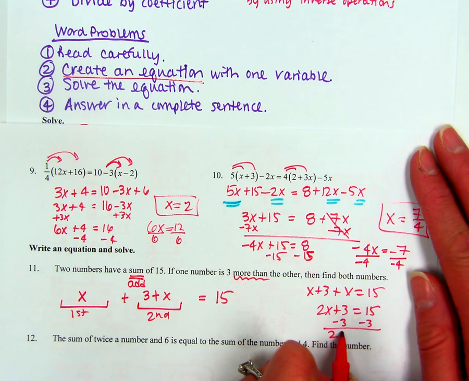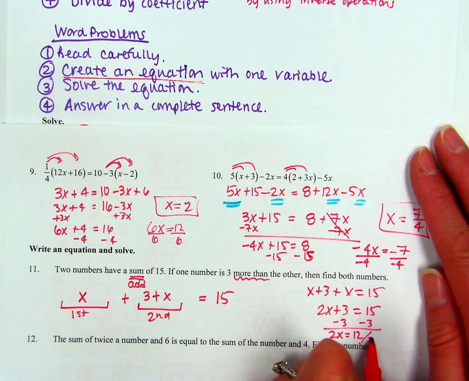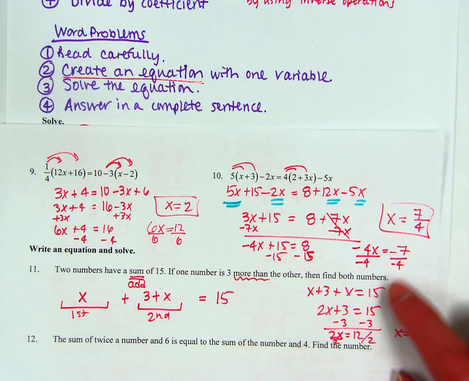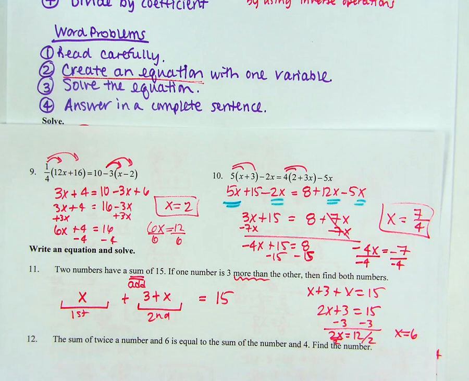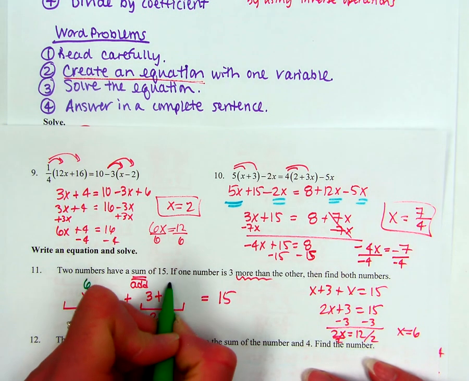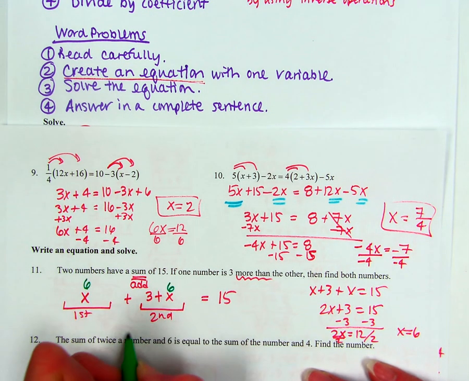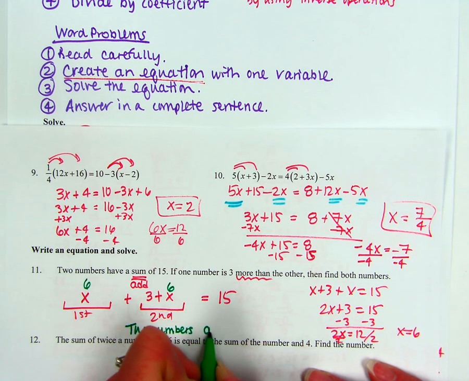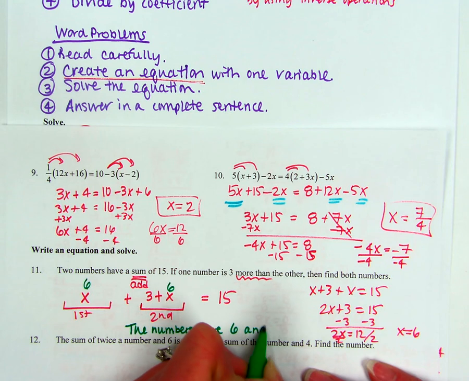Solve like you normally would. All right, so after I divide by 2, I get x equals 6. Now it says find both numbers. So you have to actually do something with the 6. Go back and substitute in. So put the 6 in for x. That tells me my first number is 6. 3 plus 6 is 9. So we're going to answer the question. So the numbers are 6 and 9.